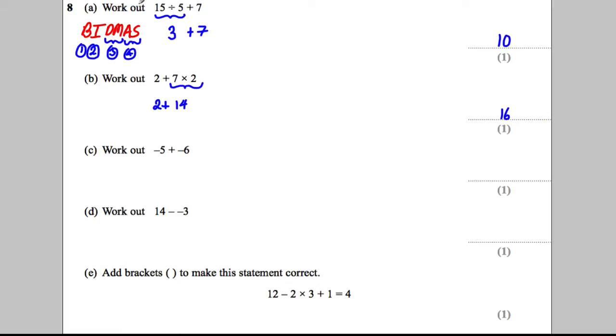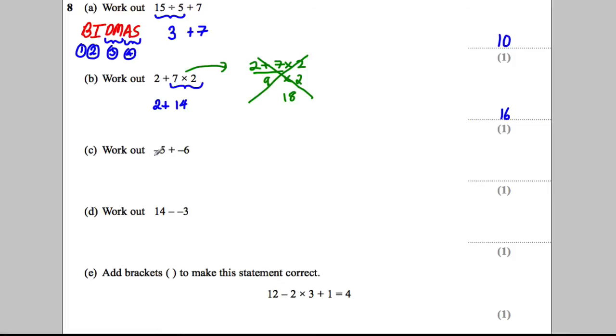Now be very, very careful with that one. A lot of students, I'll show you what a lot of students do. They do 2 add 7 times 2. They do 2 add 7 is 9. 9 multiplied by 2 is 18. That's not the correct answer because they did the addition first. You must do the multiplication first.